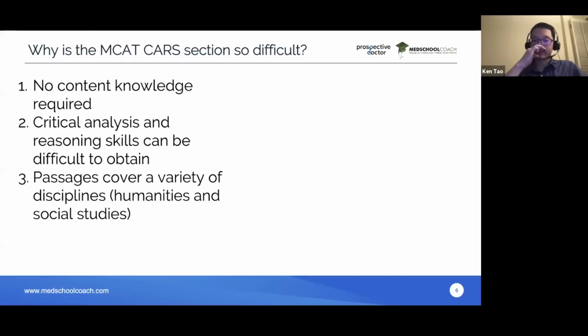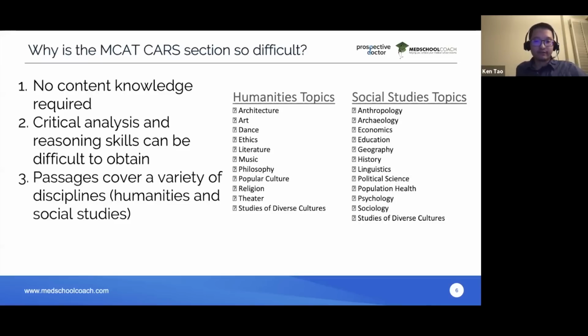Number three, the passages cover a variety of disciplines on humanities as well as social studies topics. If you take a look here on the right, we have all of the different topics that show up on the MCAT exam. This is where we see another common problem with students, especially if they are interested in certain topics but aren't interested in other topics. These are students that read a passage on philosophy and they're just thinking, oh, this is so boring, right? Like, I don't want to read this. I don't understand what's going on, right? If you have that mindset, that's definitely going to hurt you, right?